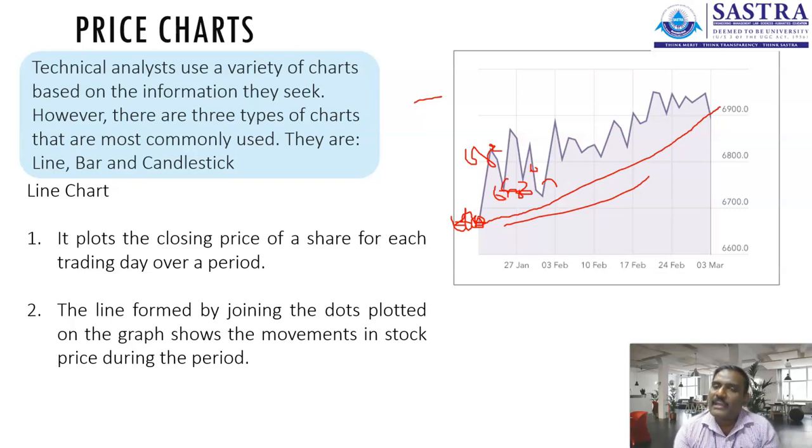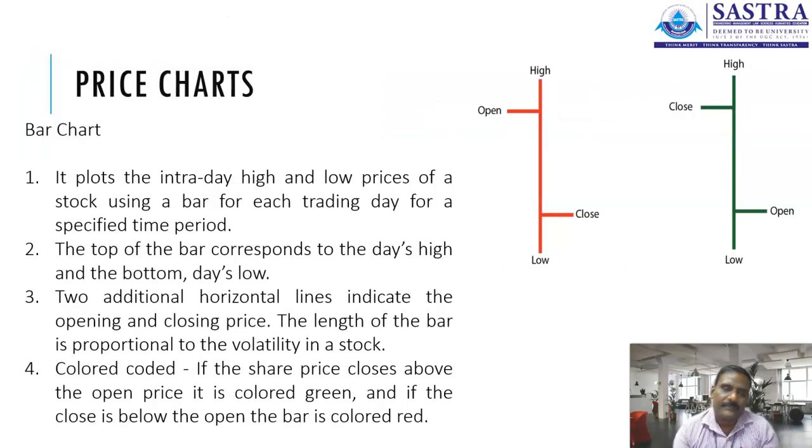The line can be drawn, thereby you are able to identify the kind of changes that are going to happen in the market. The second type of price chart we call a bar chart. In the bar chart, intraday price changes can be identified. The intraday high and low prices of a stock are shown using a bar for each trading day for a specific time period.